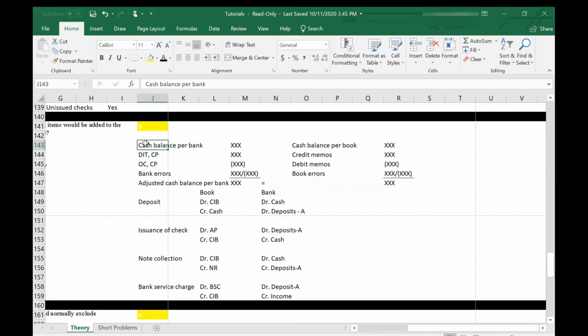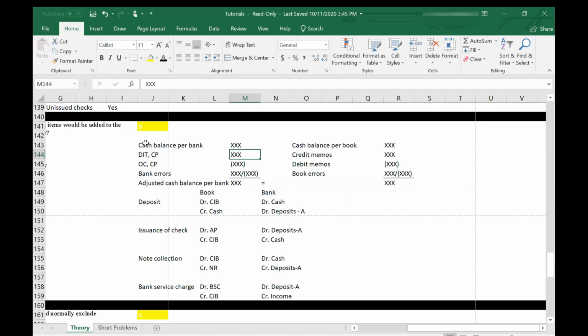For the cash balance per bank, you add the deposits in transit, right? Because these deposits in transit, current period, are already recorded in the books of the company, but they have not yet been recorded by the bank. Why? Because, for example, of clearing time issues. It was not recorded because it was already past the cut-off time. So you add it to the bank balance because the bank has not yet recorded it. How about the outstanding checks for the current period?